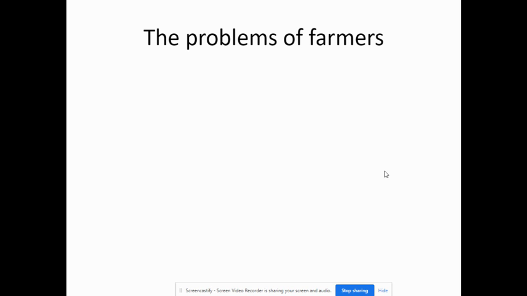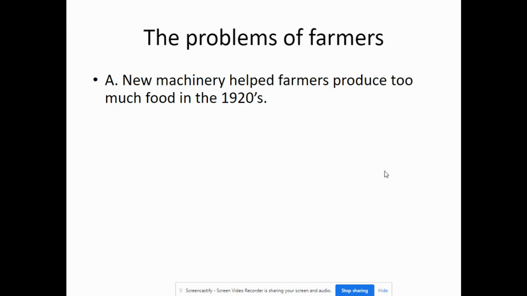All right, a second cause of the Great Depression are the problems of farmers. During World War I, it was all about the industrialization of how to kill people more efficiently and things like that. Well, this industrial revolution also comes to farming with new machinery, tractors and things like that, enabling farmers to produce more efficiently. So this new machinery helps farmers produce too much food in the 1920s.